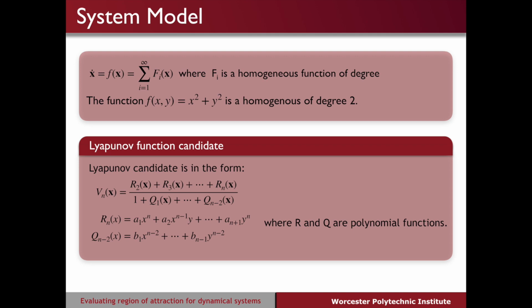Now consider that for your system you have a Lyapunov candidate in a form where the numerator is the summation of polynomial functions r_i of x, and the denominator is 1 plus the summation of polynomial functions q_i of x, and n is the number of iterations done, which will be clear in the further slides. The general structures of r_i of x and q_i of x are shown in the bottom two equations on the slide of the Lyapunov function, where a_1 to a_n and b_1 to b_n are the coefficients.